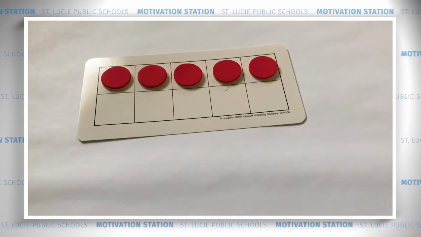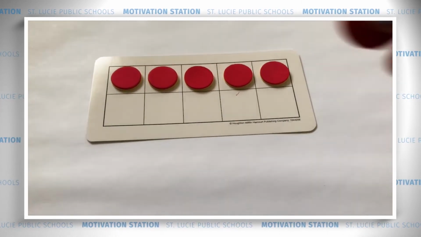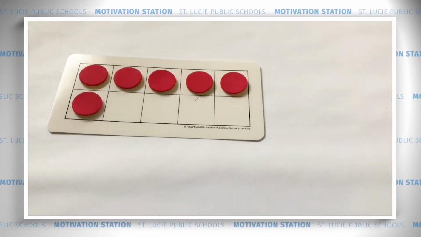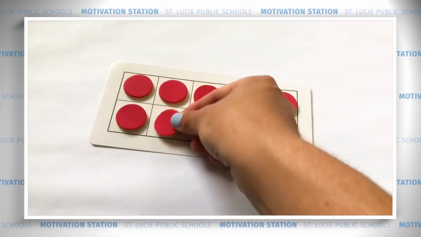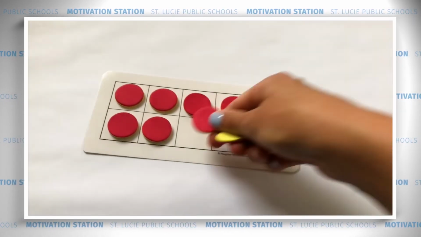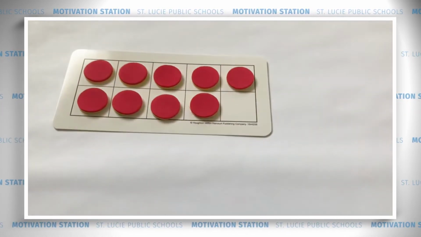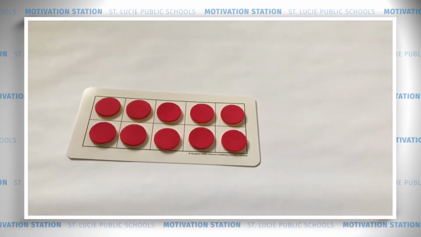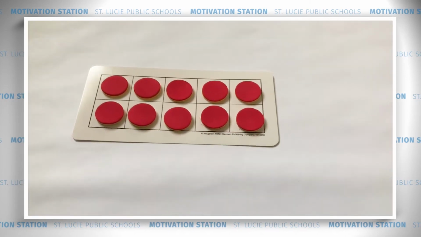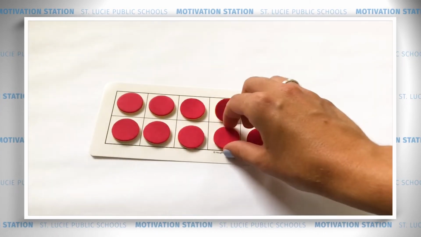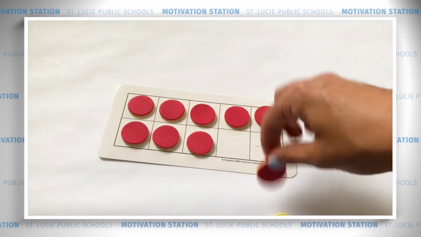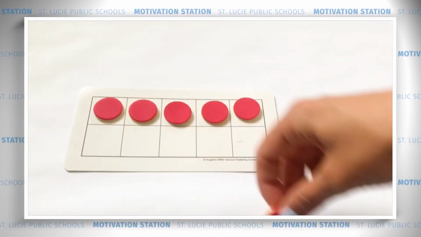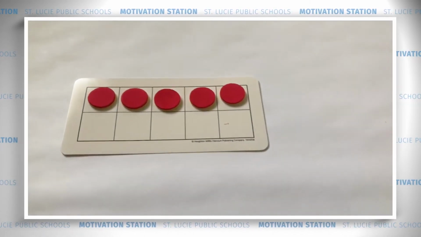I start the next row by placing a red counter at the left, like this. And I'm going to continue placing counters and count as I go. So that was 6, 7, 8, 9, 10. How many counters are in the 10 frame when it's full? 10, you're right. I'm going to take all of these away. How many counters are there now?